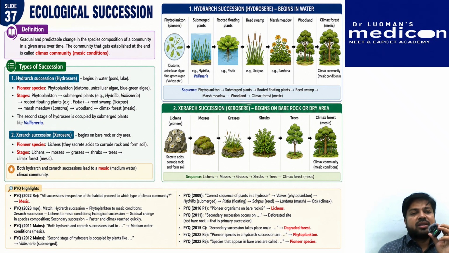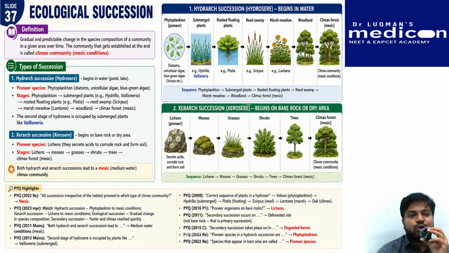Let's see what the types of succession are. There are two types of succession. One is hydrarch succession and another is xerarch succession. The hydrarch succession is also called hydrosere, and the xerarch succession is also called xerosere. Hydro means water, so it begins in water, pond or lake. Pioneer species of the hydrarch succession are phytoplankton, diatoms, unicellular algae, blue-green algae.